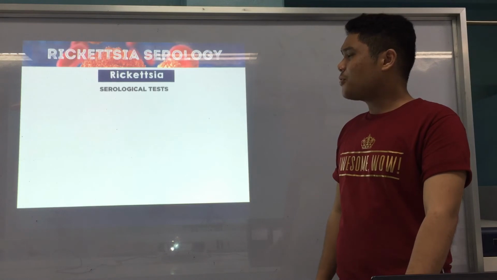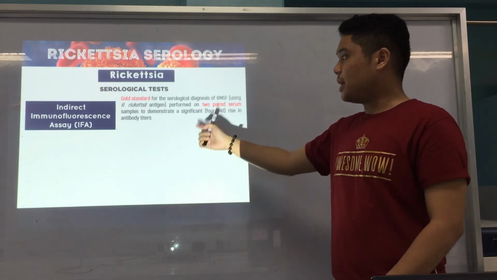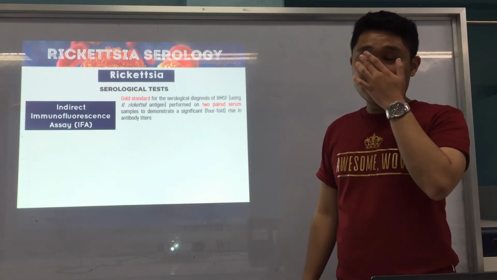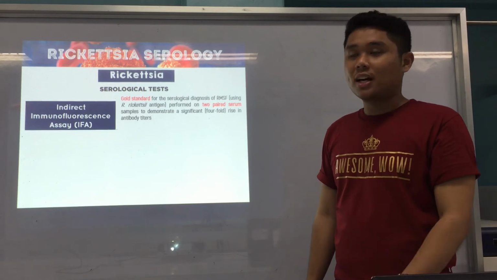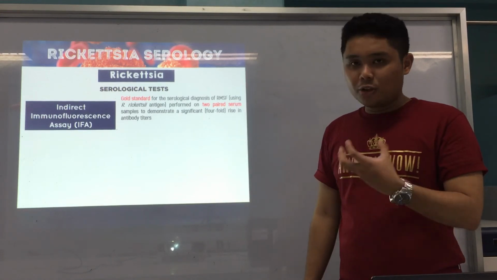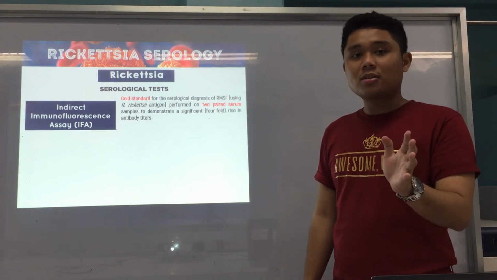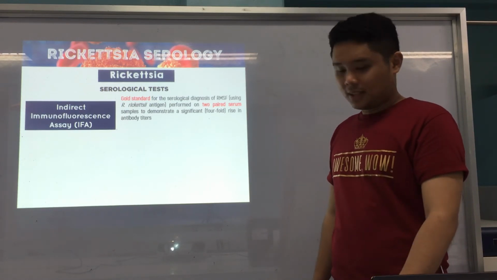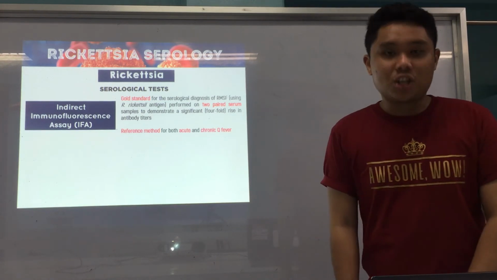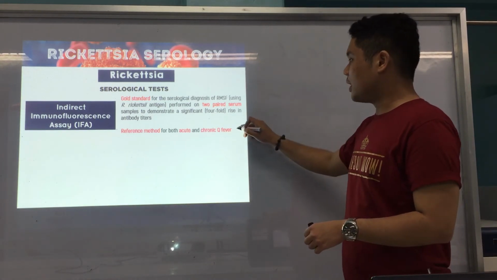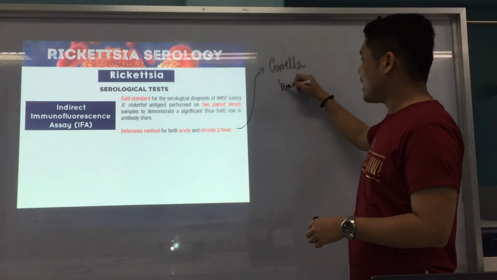Okay. Now, for serological tests, the IFA, indirect immunofluorescence assay, is considered to be the gold standard for serological diagnosis of RMSF, Rocky Mountain Spotted Fever, caused by Rickettsia rickettsii. Alright, and we use 2-paired serum again, and we look for fourfold increase. So an acute serum and convalescent serum. Okay, alright. Reference method also for both acute and chronic Q fever. Ayan. For Q fever, this is caused by Coxiella burnetii.